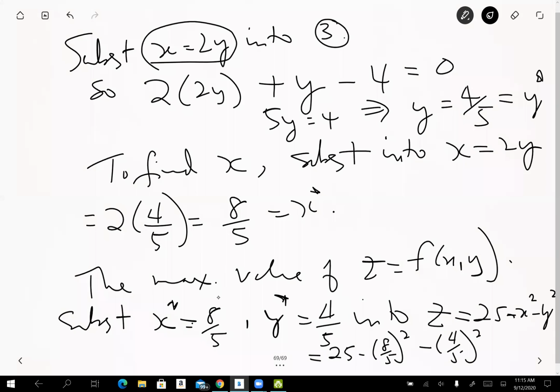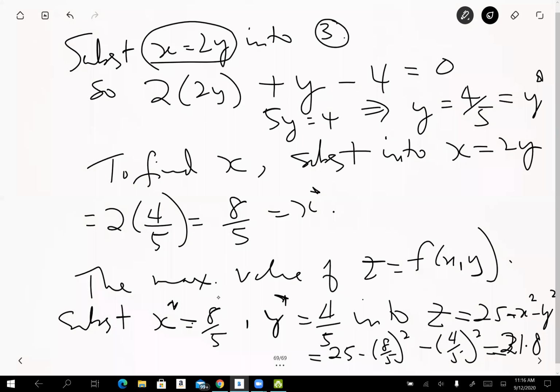Okay, what do you get? Anybody has a calculator? Can you find that value? Because I don't have it. 21.8. So that is the maximum value.